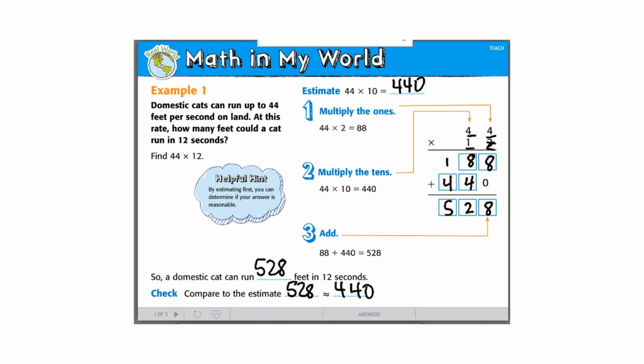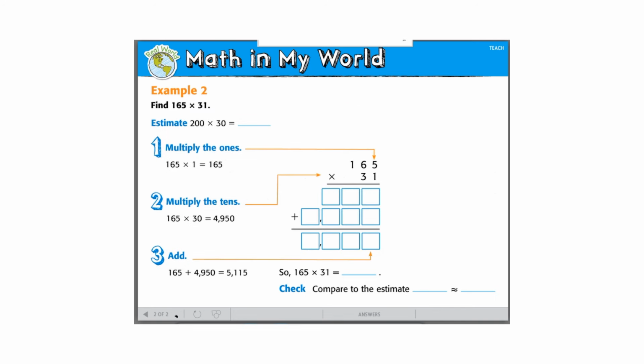Example number 2. 165 times 31. So this one again has the boxes for us. So we're going to use the boxes. On your assignment, they're not going to have the boxes for you. So if they help you, you won't get that opportunity. But if they don't help you, don't worry because they're not going to be there.